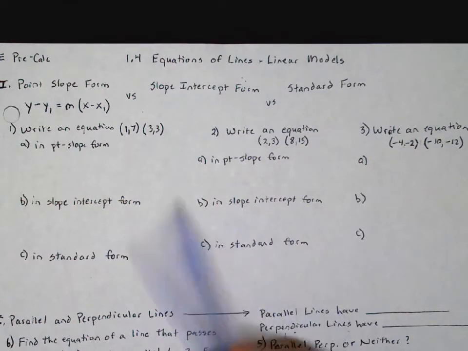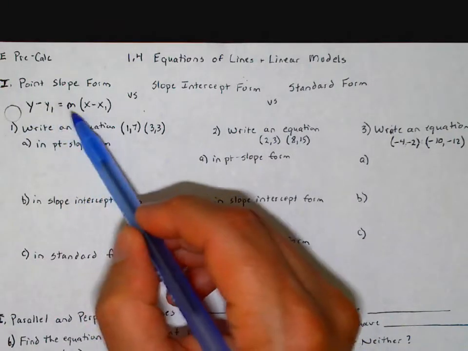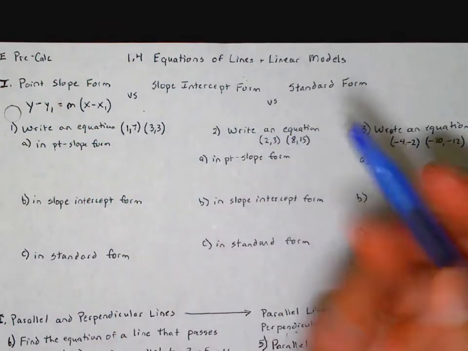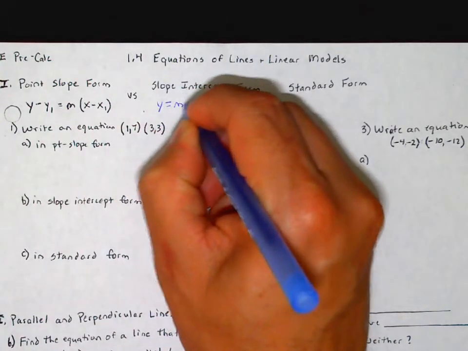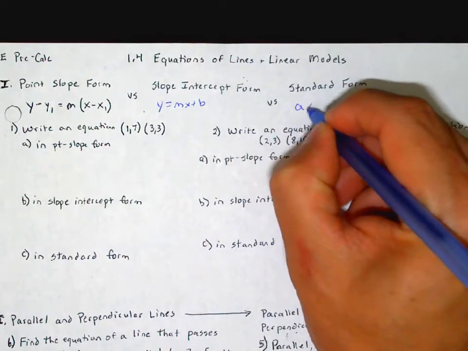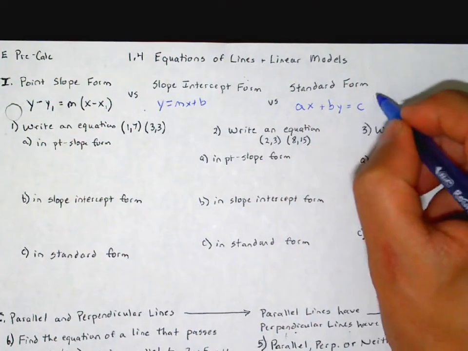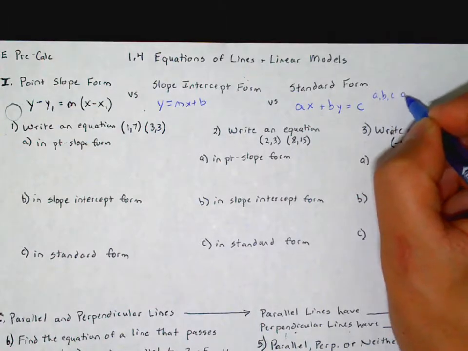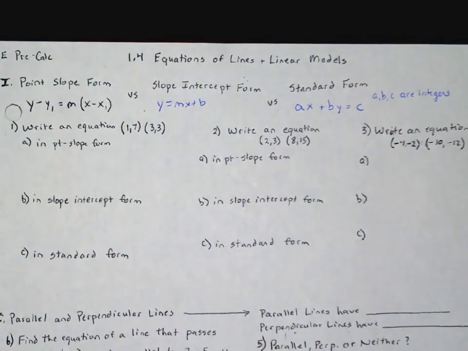Point slope form is y minus y1 equals m times x minus x1, versus slope intercept form, which is y equals mx plus b, versus standard form, which is some number x plus some number y is equal to some number, where a, b, and c are integers. That means no fractions.